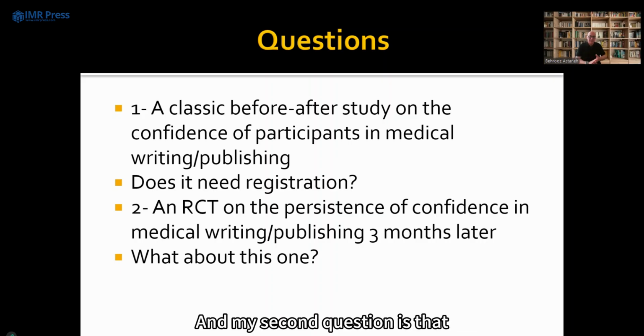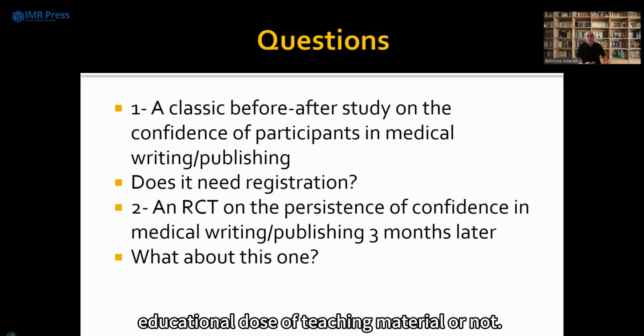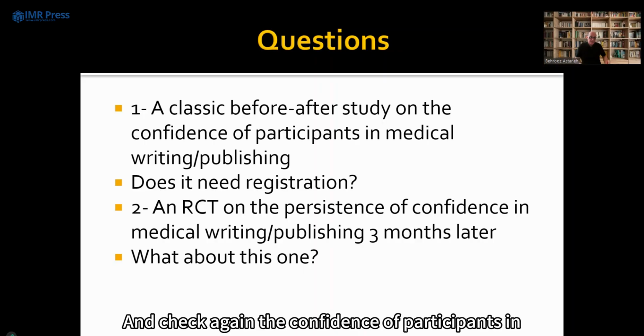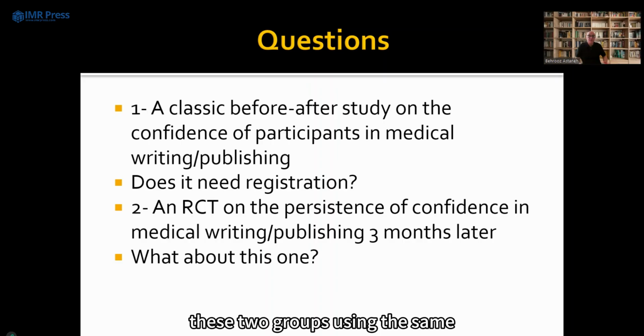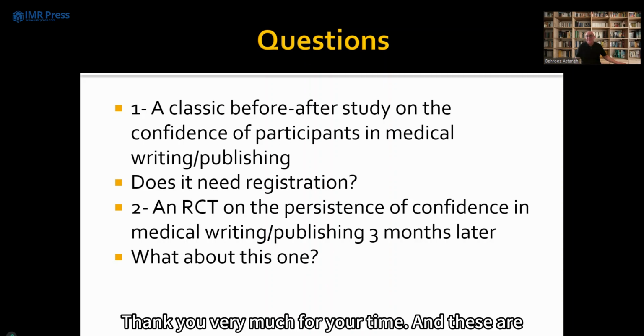And my second question is that at that time we planned, after 3 months of the workshop, to randomly assign the participants to two different groups to receive a booster educational dose of teaching material or not, and check again the confidence of participants in these two groups using the same valid and reliable tool. In that case, do you think we needed to register our approach and the study or not?